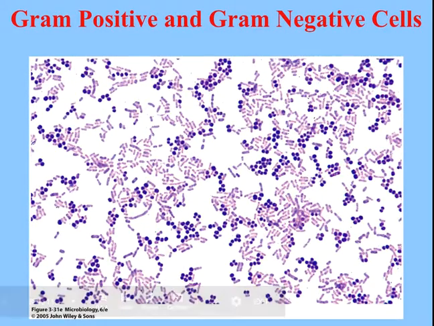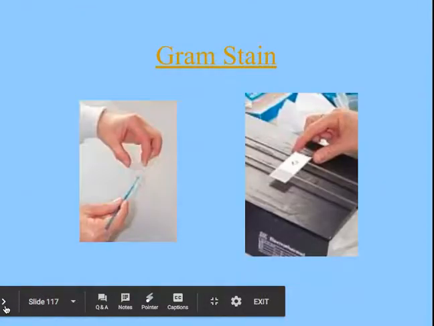Gram-positive and gram-negative cells: positive will be purple under the microscope, and gram-negative, since it did not retain the crystal violet, will be a pink or reddish color.